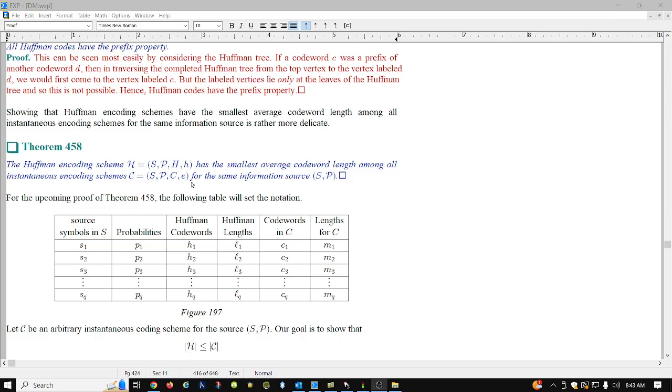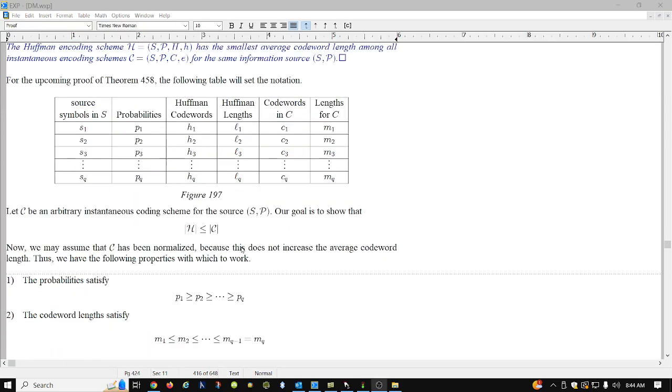And for the proof of this, which is a bit long, here is the notation. It's the same notation that we used earlier for the code C. We have our source symbols and our probabilities, and here are the code words for the random, arbitrary, instantaneous encoding scheme C, and here are the Huffman code words and their lengths. Okay, so that's our notation. And what we need to show is that the average code word length of H is less than or equal to the average code word length of C.